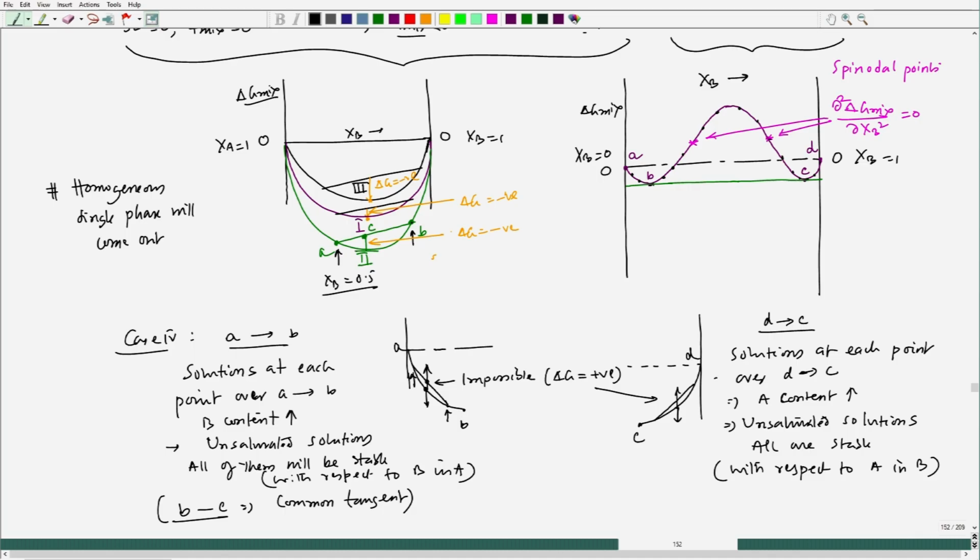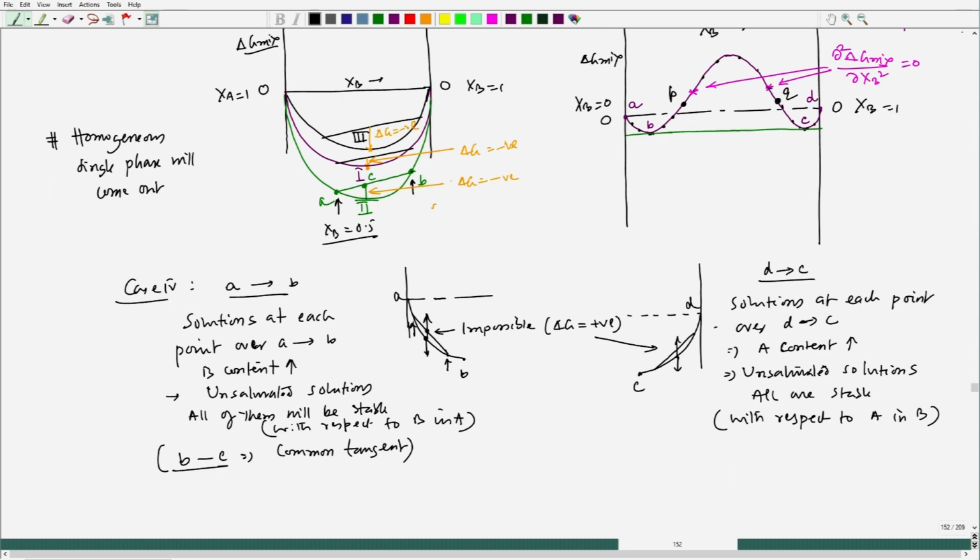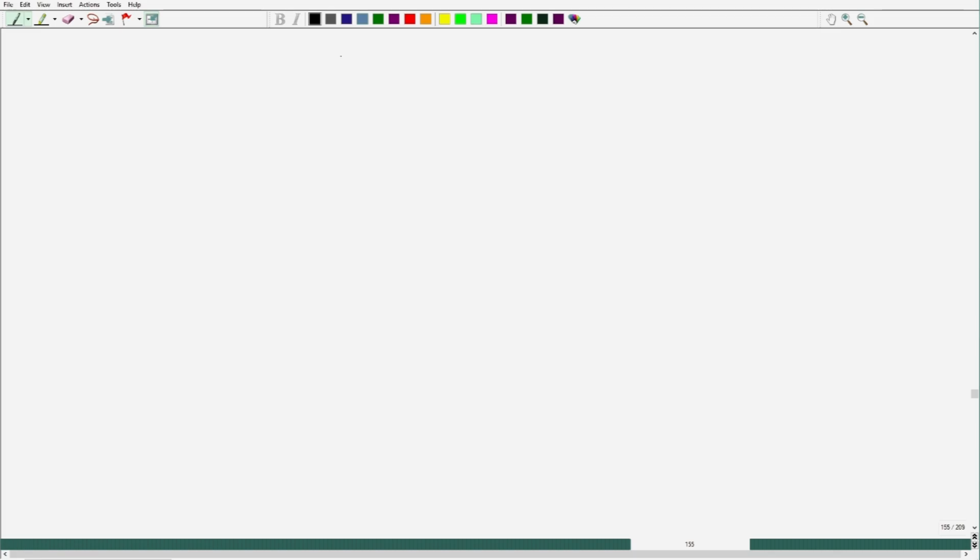Now, let us see what happens between B to C. Okay. So, B to C, I can take one point till this inflection point or spinodal point. Let us say I take this point and another point is this. Let us say this is P, this is Q. So, if I take P and Q, let me just draw it separately here. Let me draw that same plot here again.